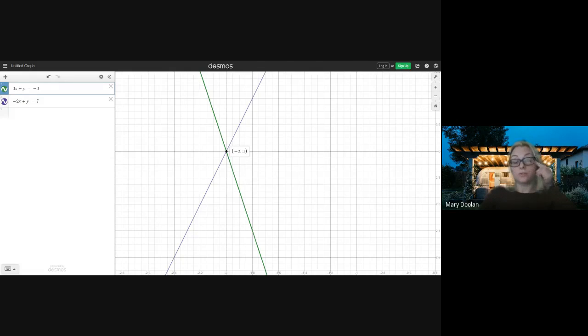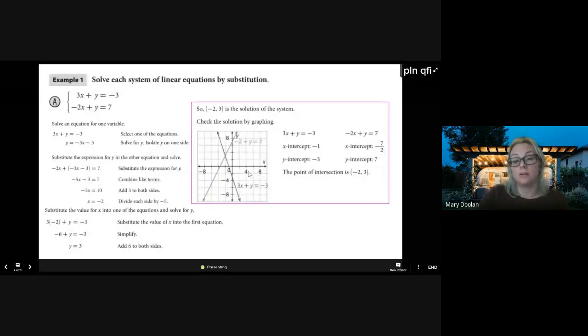So those two lines intersect at the ordered pair -2, +3. And that's exactly what we had in our pair deck. Okay, -2, +3. So this is an example of substitution where there's one solution.